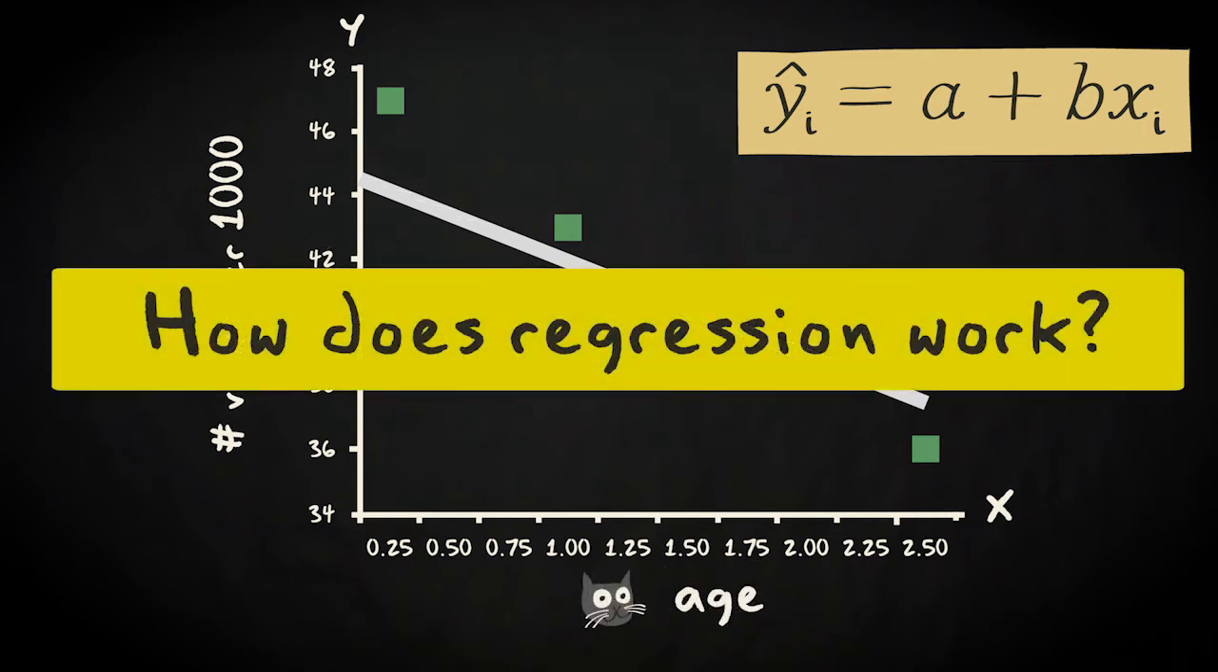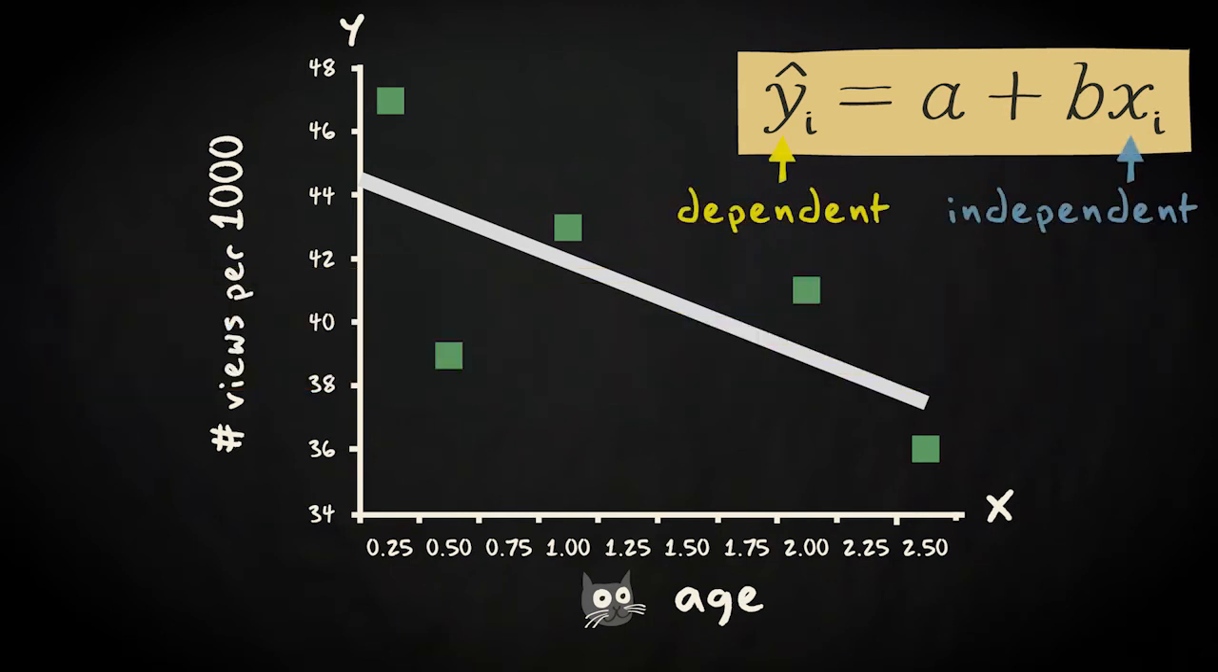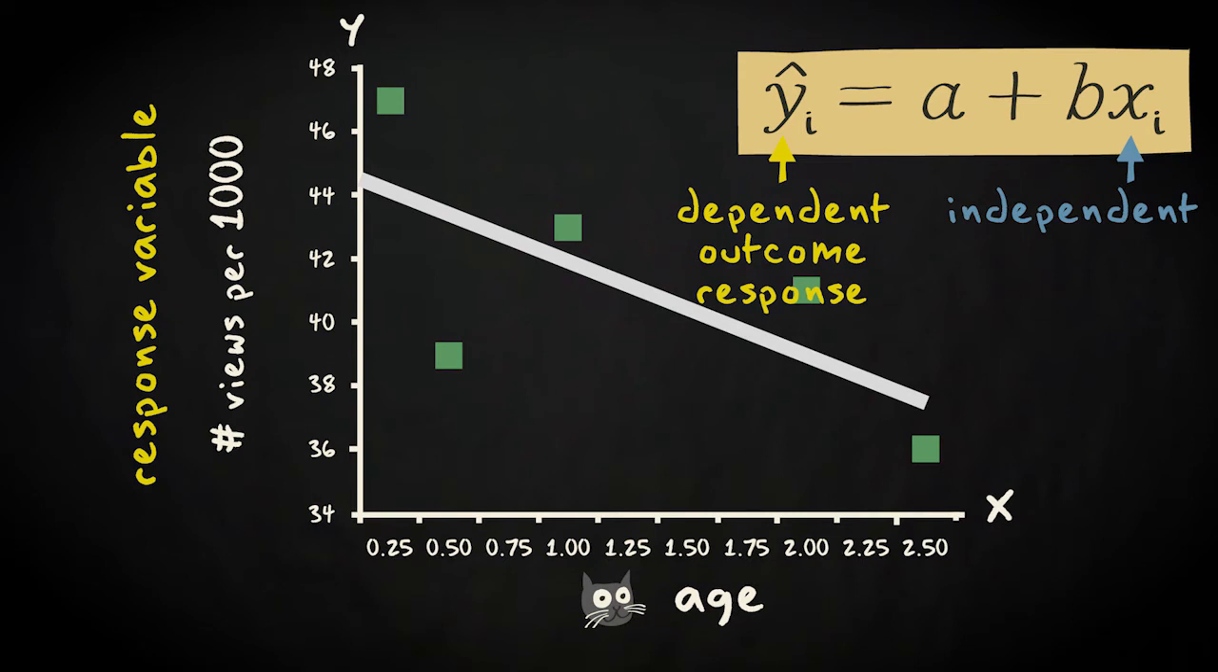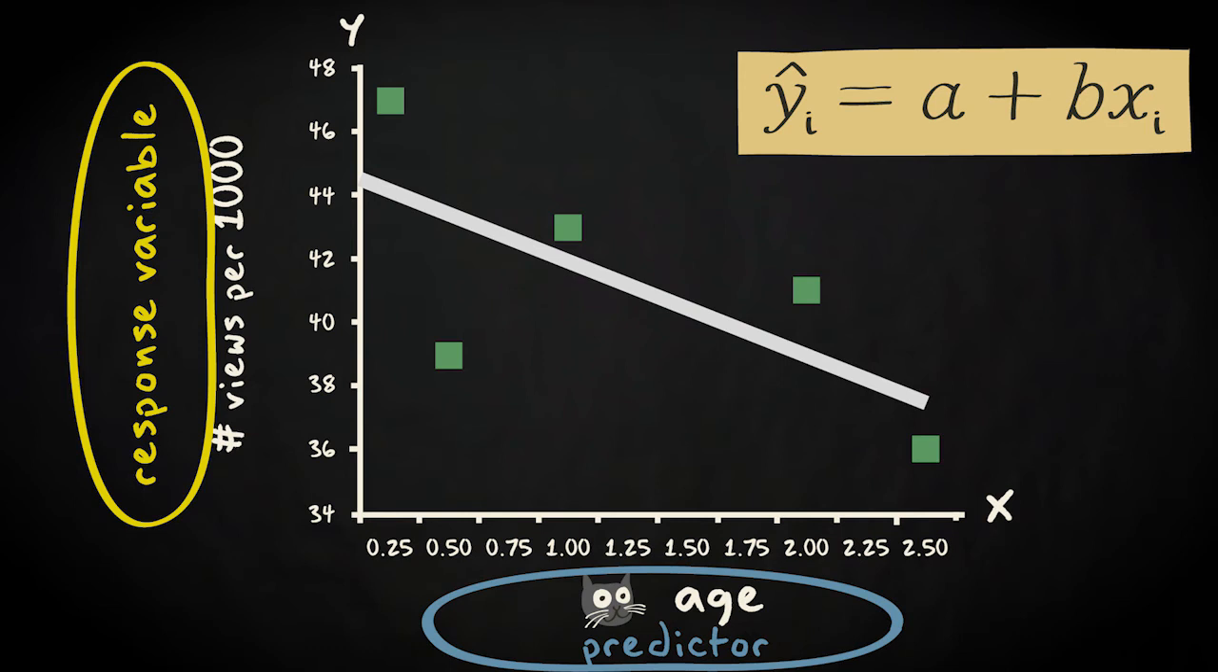So how does regression work? Well, in regression analysis, we distinguish between an independent and a dependent variable. The dependent, or outcome, or response variable is the variable we want to predict, in this case, video popularity. The independent variable, or explanatory variable, or predictor, is the variable that can be used to predict the response variable. In this case, we think cat age can predict popularity. I'll use the terms response variable and predictor from now on, because they're shorter and less easily confused.